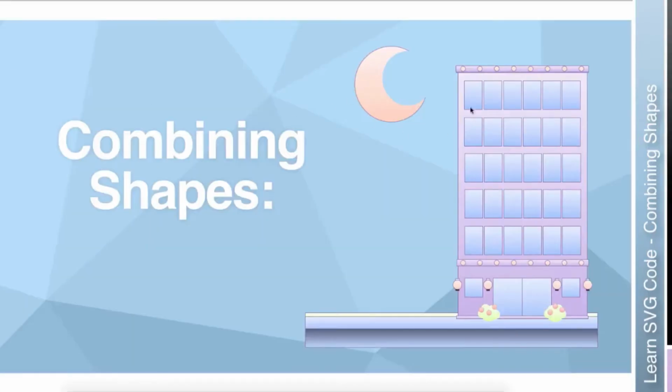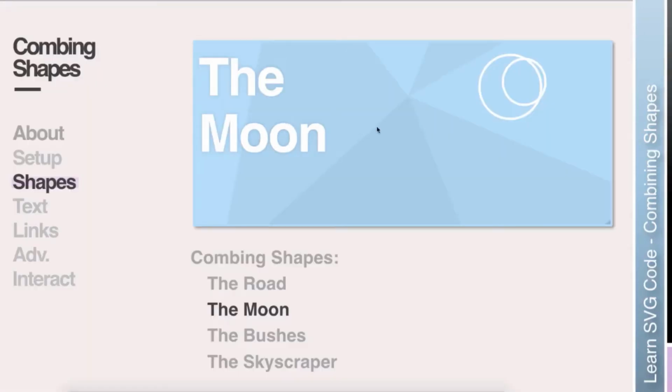So what about the moon? If I do sort of that X-ray thing I did with the street where I take out the fill, this is actually what the moon looks like. It is 2 circles, one and then the other. This circle here is actually the same color as the background. That's how I made that crescent shape.